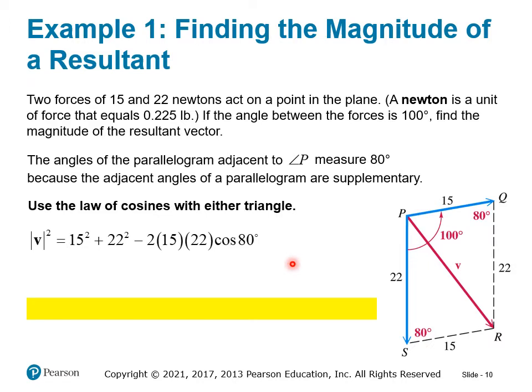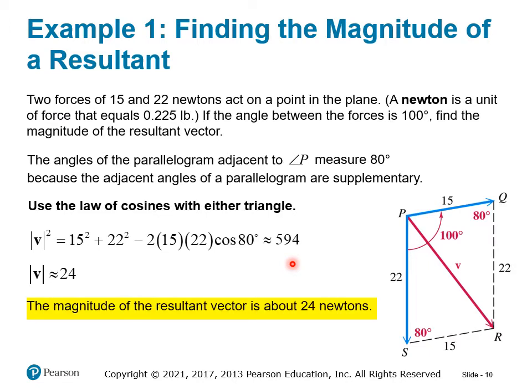If we do the math here with your calculator, we get that v squared equals 594. Taking the square root, we get 24. So the magnitude of the resultant vector is about 24 newtons. So everything that we needed to do to solve this problem was to be able to visualize it, to build it, knowing what a resultant vector is and how to create it, building a parallelogram, and then knowing the properties of the parallelogram.